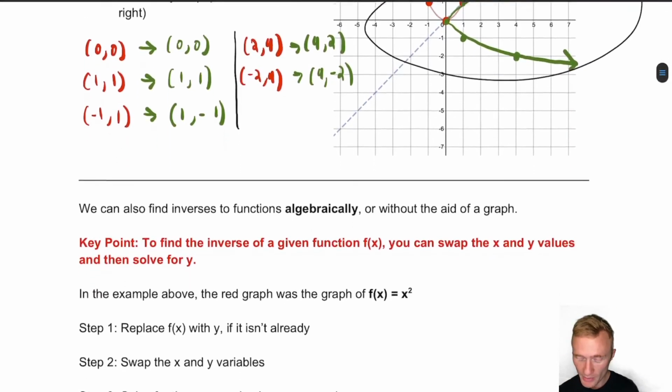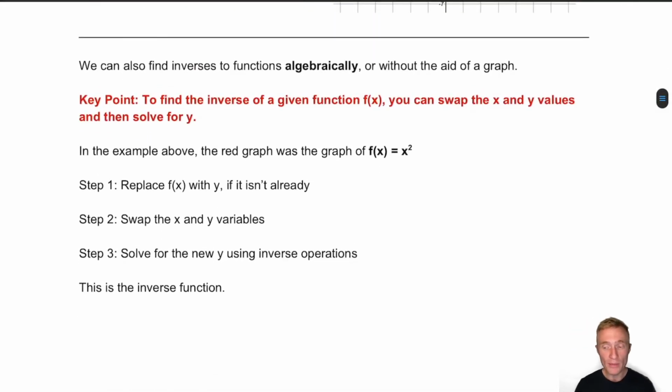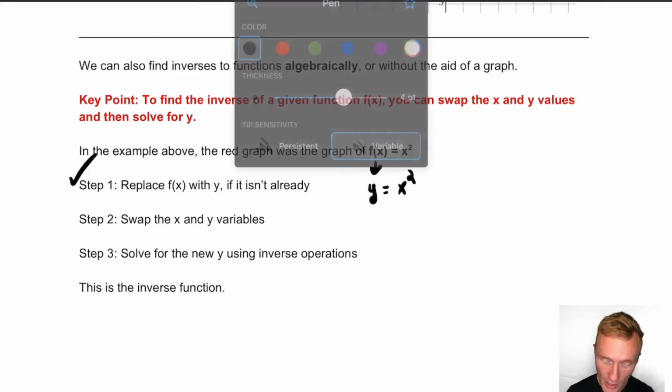And so let's look at what happens. We can also find inverses algebraically. The key point is kind of the similar one to the graph. To find the inverse of a function, we're going to swap the x and y values. And so if we have f of x equals x squared, first we're just going to replace f of x with y. We know that on a graph, f of x is our y coordinate. So we have y equals x squared. Step 1 done. Replace f of x with y.